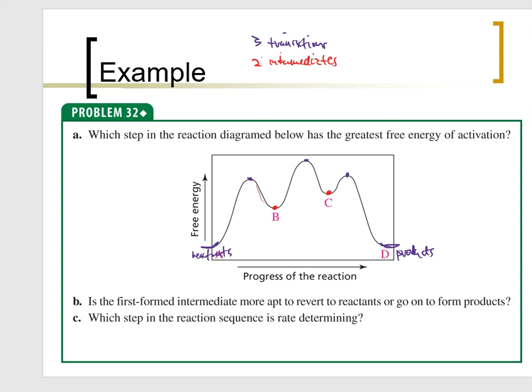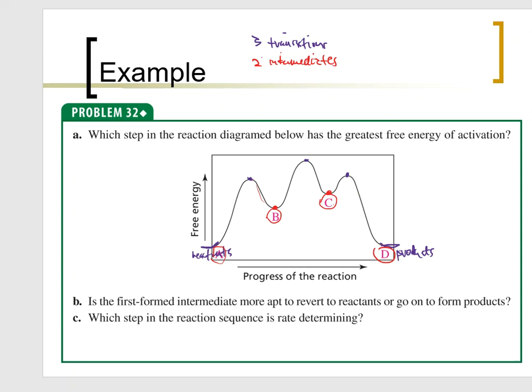So A says, which step in the reaction diagrammed below has the greatest free energy of activation? Well, is it from A to B? Is it from B to C? Or is it from C to D? Greatest energy of activation. What does that mean? That means how high is the hump?